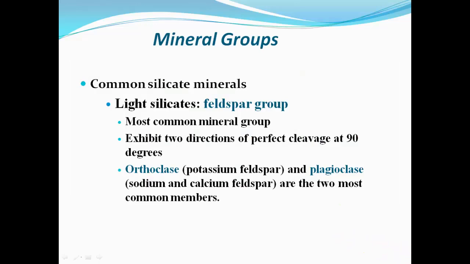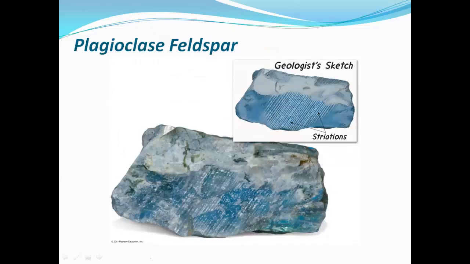Okay, so common silicate minerals. We're going to break them up into light silicates and dark silicates. In this case, the light silicates, we have the feldspar group, which is the most common mineral group. They exhibit 2 directions of perfect cleavage at 90 degrees. Orthoclase is potassium feldspar, and plagioclase is a sodium-calcium feldspar, and they're the 2 most common members of the feldspar group.